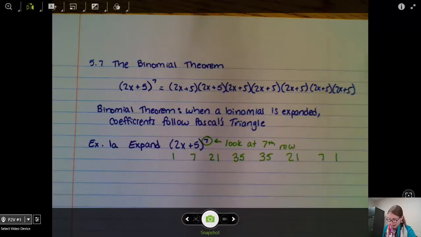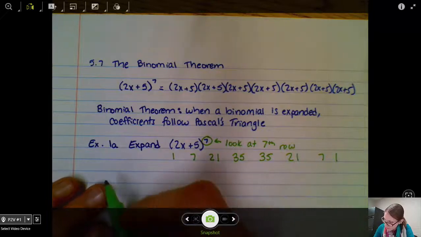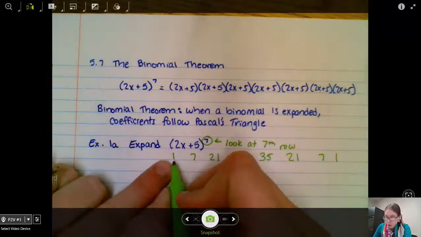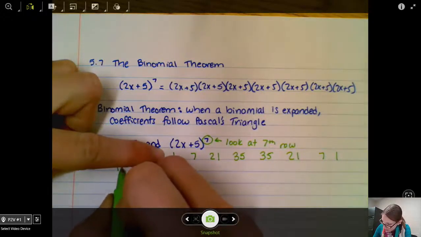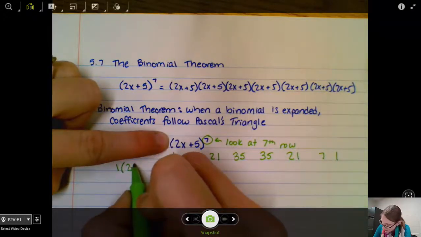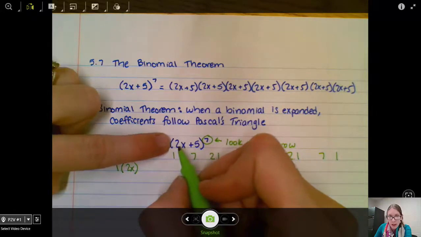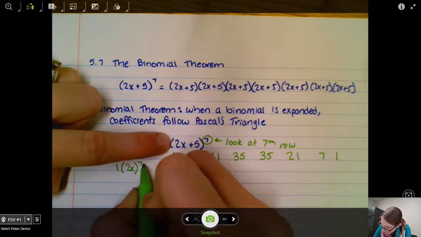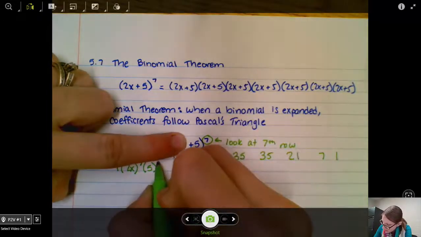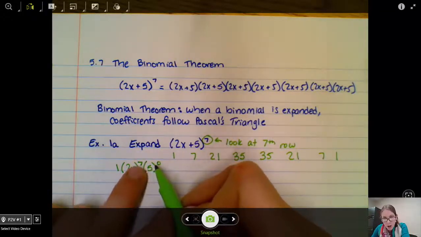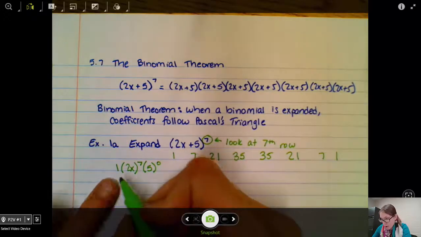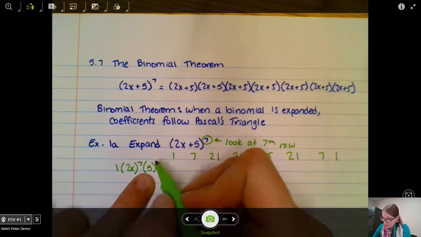Now, when I expand this, my first expanded term would have this coefficient. So I'd have 1 times this first piece here, 2x. My first term, I would have 2x to the 7th power times 5 to the 0th power. So these two powers here are always going to have to add to what our power is here. So I'd have 1, 2x to the 7th, 5 to the 0.